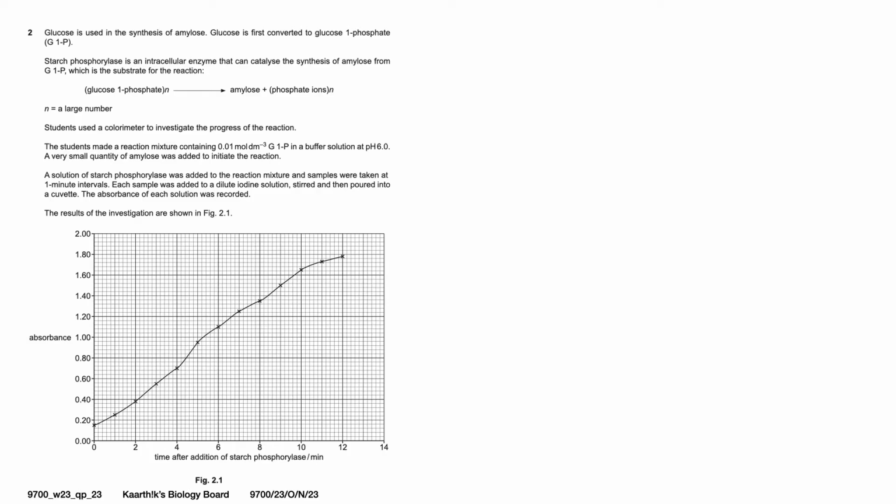Then a solution of starch phosphorylase was added to the reaction mixture, and samples were taken at 1 minute intervals. Each sample was added to a dilute iodine solution, stirred and then poured into a cuvette. The absorbance of each solution was recorded. So here the results for this reaction are shown in the form of a graph, where the x-axis shows the time after addition of starch phosphorylase in minutes, and absorbance is shown on the y-axis. So what is the question?